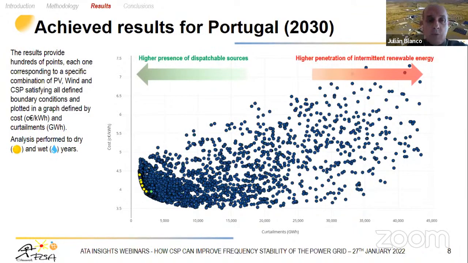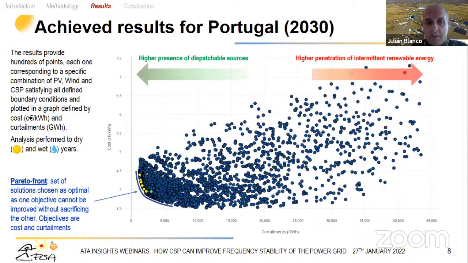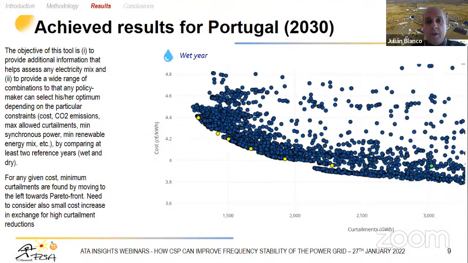On the vertical axis, we have the cost. On the horizontal axis, the curtailments. If we go to the right, this means we have a high representation of intermittent renewables or intermittent sources. And if we go to the left, we have a higher percentage of dispatchable resources. What we are especially interested in is the Pareto front, which is the set of solutions on this line that has the minimum level of both cost and curtailment, because this is of course the optimal solution for us. So when we address this, we have these specific results.